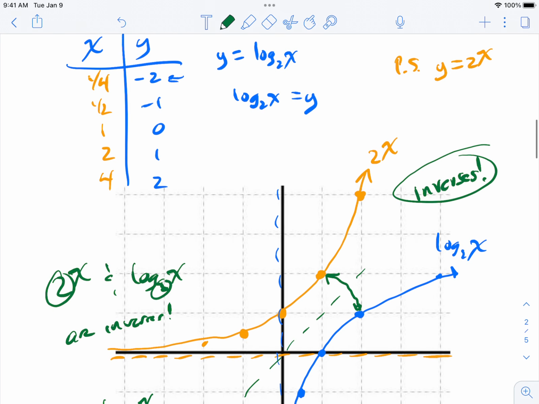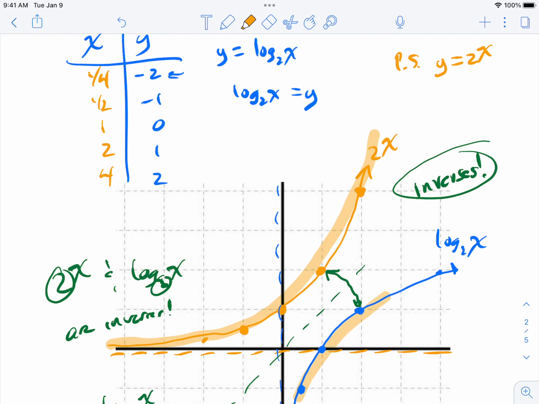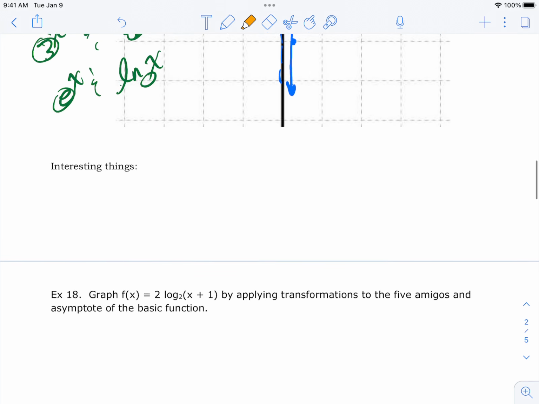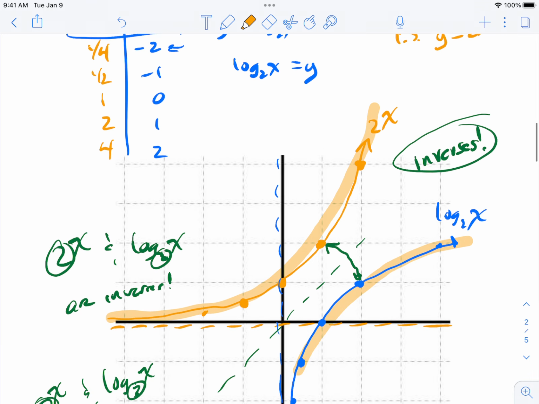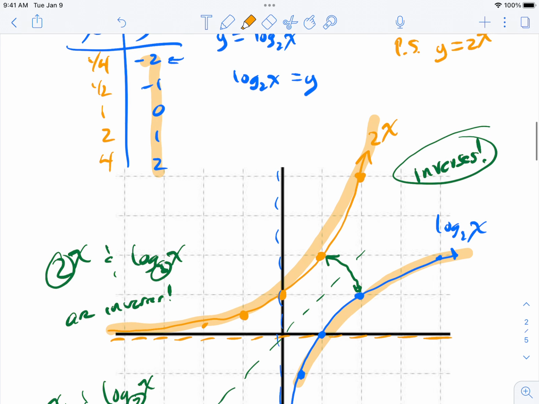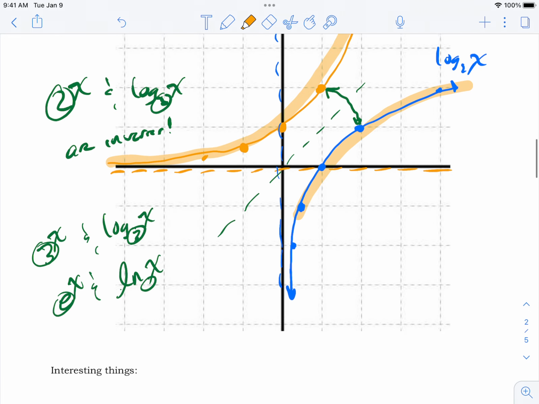So that might help you remember the graph. For many years, I would always say, well, I know what 2 to the x looks like, and I know that log base 2 of x has to be the inverse, and that's how we would do it. But you don't have to do it that way. You can just take your 5 amigos and, again, do them backwards. Sub in -2, -1, 0, 1, 2, but put it in the y column, not the x column. Solve for x, and you'll get a nice graph.